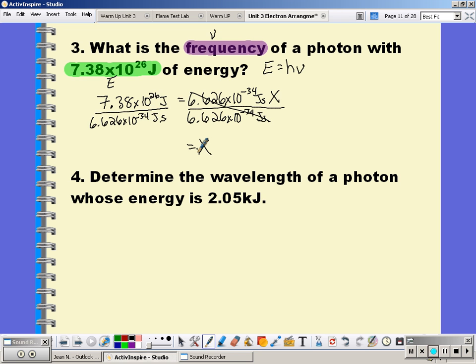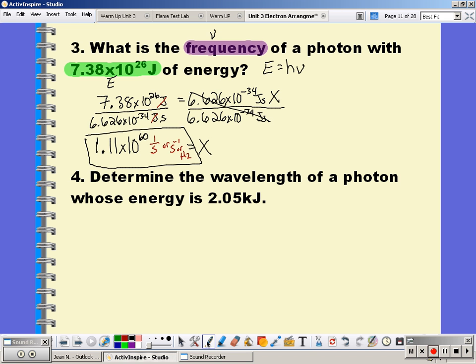And I'm going to use my special button. I need 3 significant figures, so I have 1.11 times 10 to the 60, and then I'm going to look at my units. Joules divided by joule seconds, so my joules are going to cancel, but notice that the seconds is on the bottom of this fraction. So I would put 1 over s, or you could do s to the minus 1, or you could do hertz. All 3 of those are the same exact unit, and they're all the unit for frequency.